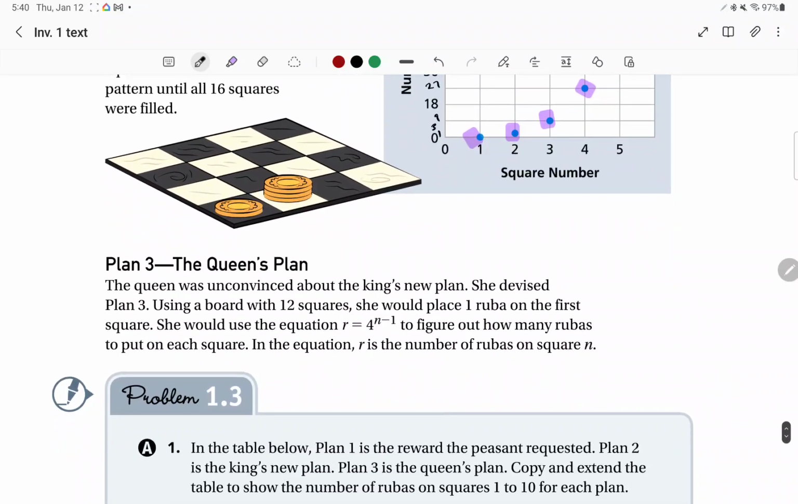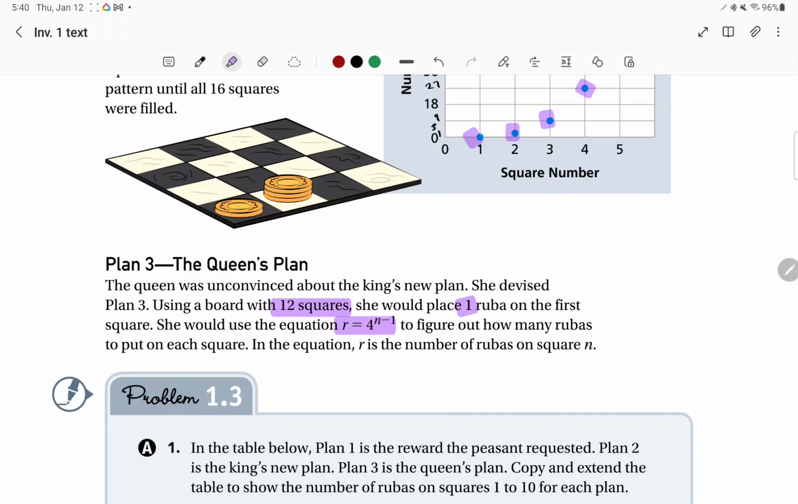Plan 3, this is the one the queen comes up with. She's unconvinced about the king's new plan. She devised plan 3 using a board with 12 squares. So now her plan has just 12 squares. And she would place 1 ruba on the first and use this equation to fill in the rest of the squares on that 12 square table.